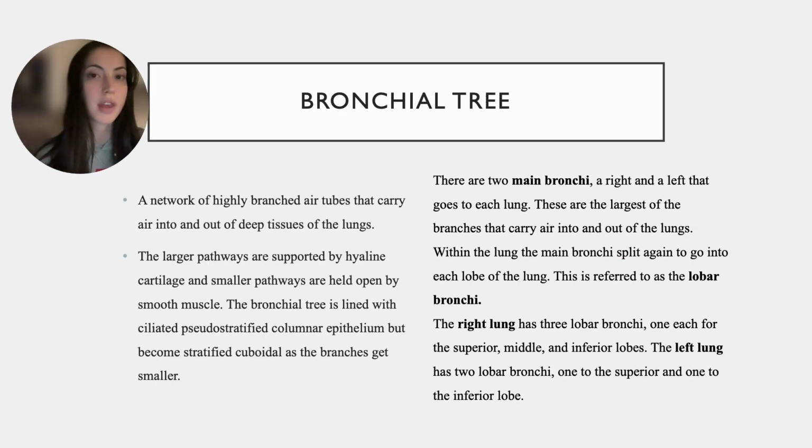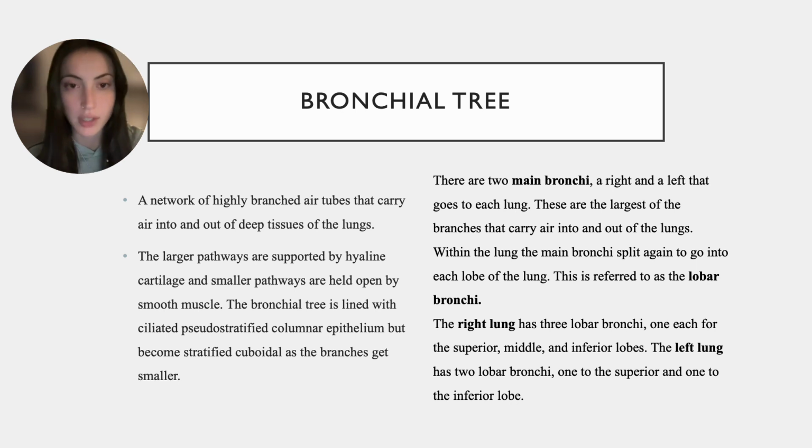Next will be the bronchial tree. The bronchial tree is a network of highly branched air tubes that carry air into and out of deep tissues of the lungs. The larger pathways are supported by the hyaline cartilage, and the smaller pathways are held open by smooth muscle. The bronchial tree is lined with ciliated pseudostratified columnar epithelium, but becomes stratified cuboidal as the branches get smaller. The two main bronchi, a right and a left, go to each lung. These are the largest of the branches that carry air in and out of the lungs.